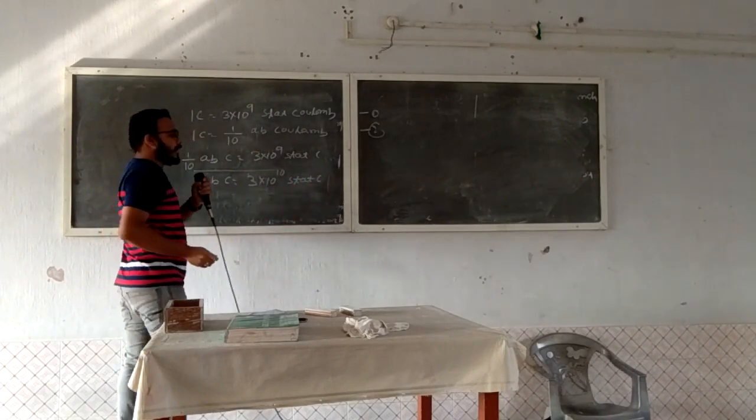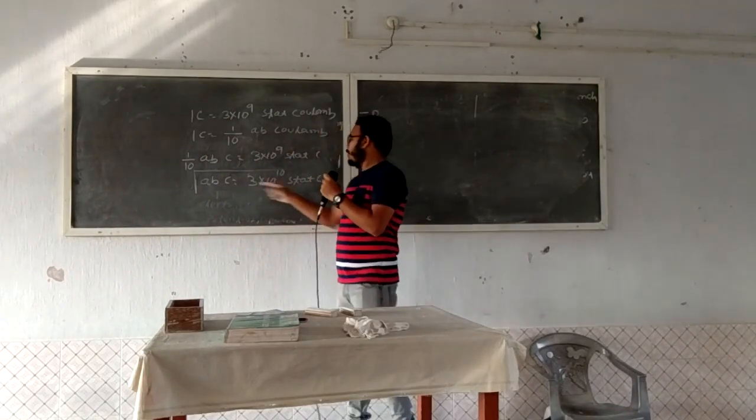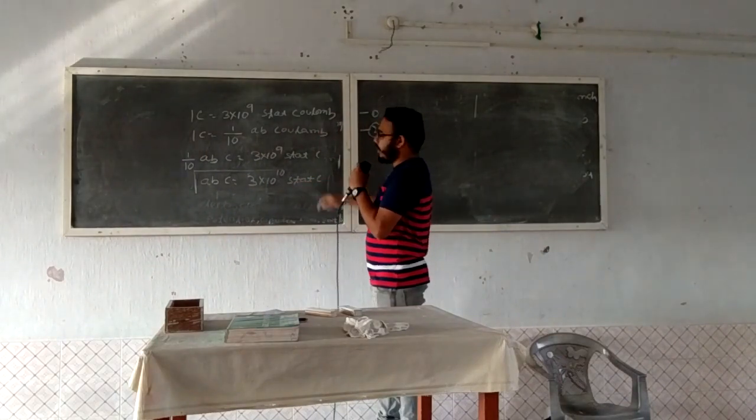1 F coulomb, what is the relation between F coulomb and statcoulomb? That is 1 F coulomb equal to 3 into 10 to the power 10 statcoulomb.